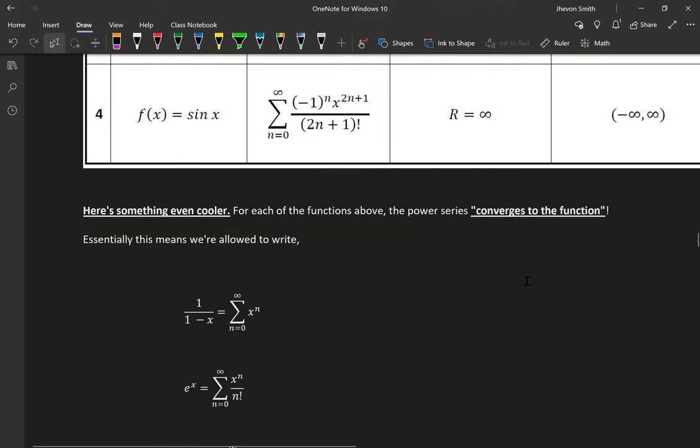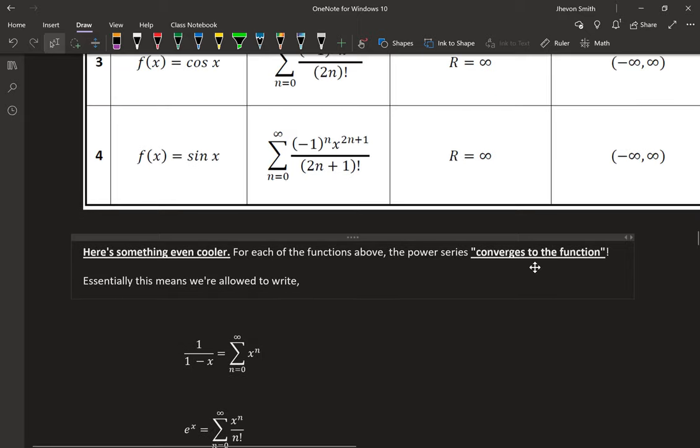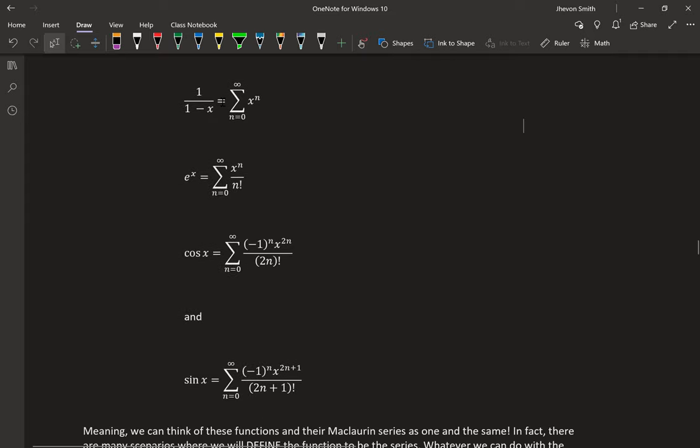Here's something even cooler. And this is something that I'm not going to fully justify yet, and technically not really ever in this class, but I will mention some theory as to the background of this. For each of the functions above, the power series converges to the function. Essentially what that means is I'm allowed to write they are equal to these series. I can write 1/(1 − x) equals the sum of x to the n as n goes from 0 to infinity. I can write e to the x as the series x to the n over n factorial as n goes from 0 to infinity. I can write cosine as this series. I can write sine as this series.